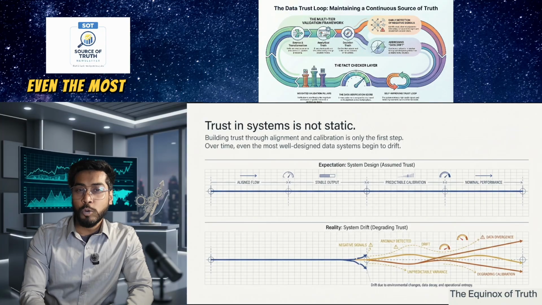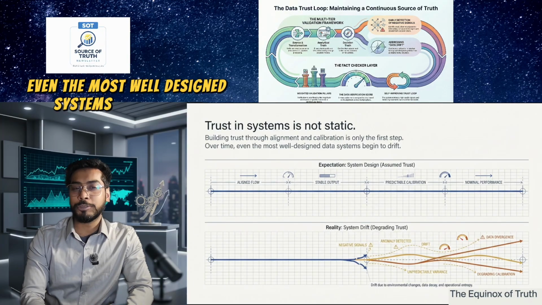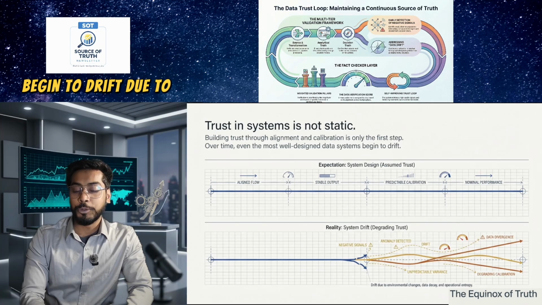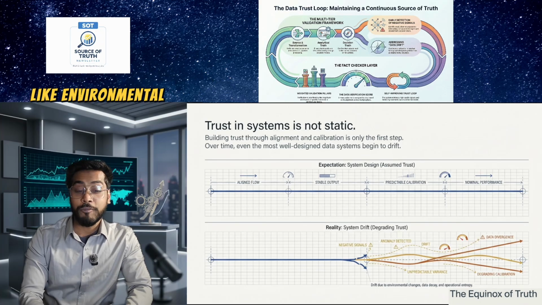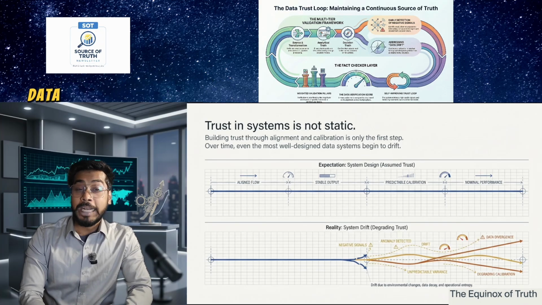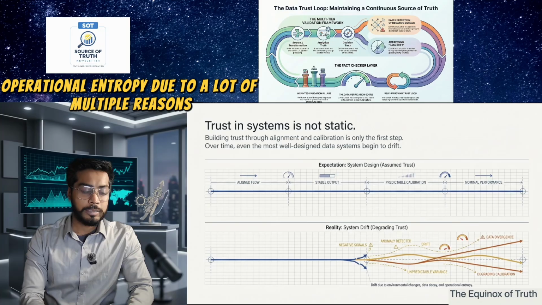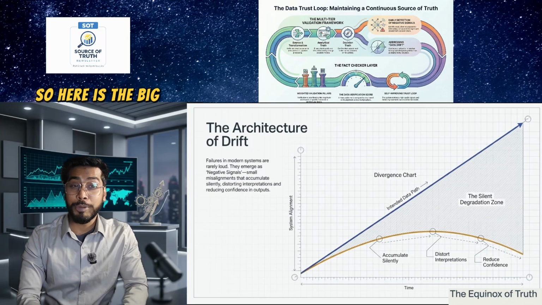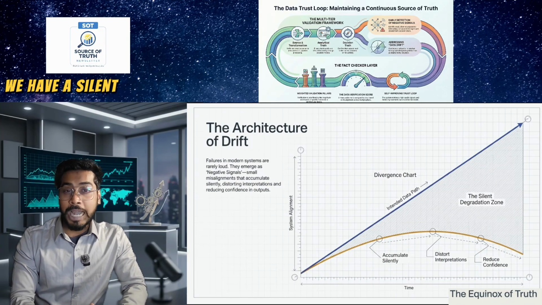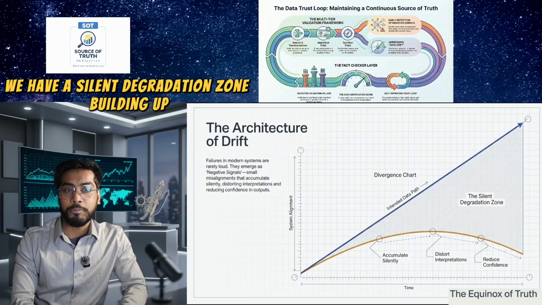Even the most well-designed systems will begin to drift due to a lot of factors like environmental changes, data decay, and operational entropy due to multiple reasons. So here is the big problem. We have a silent degradation zone building up.